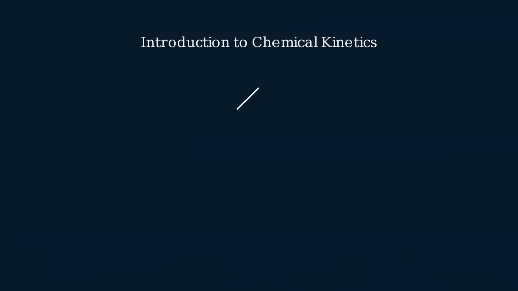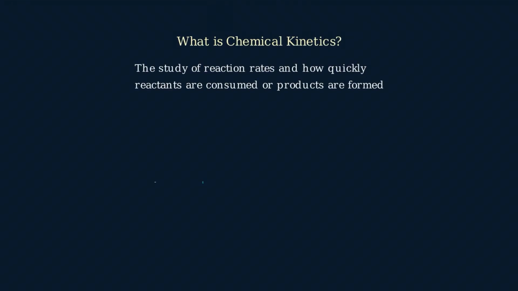Our introduction to chemical kinetics. Chemical kinetics is the study of reaction rates and how quickly reactants are consumed or products are formed. It focuses on the speed at which chemical transformations occur.